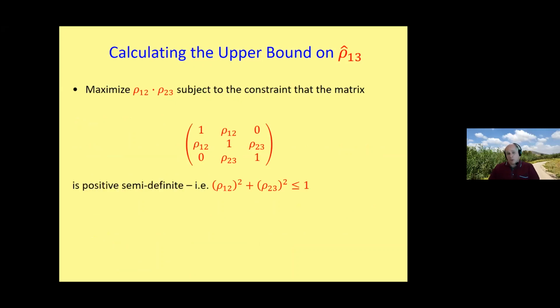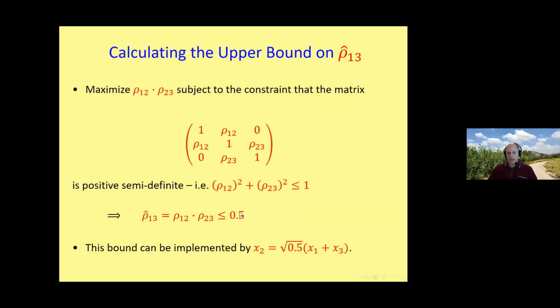But then the only constraint is that this has to be a correlation matrix, and correlation matrices are positive semi-definite, and this boils down to this thing. And so you maximize this subject to that. Very simple constraint maximization, and the maximal predicted correlation that you can get is 0.5. So although the real correlation is 0, the estimated correlation can go up to 1/2. And this bound is tight, and you can implement it if x2 happens to be given by this.